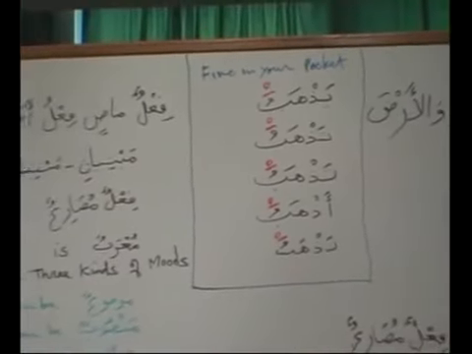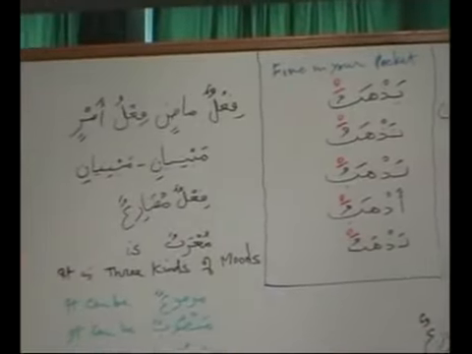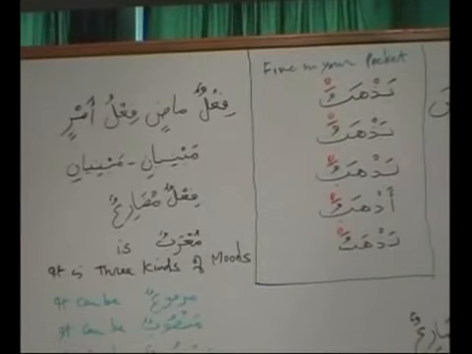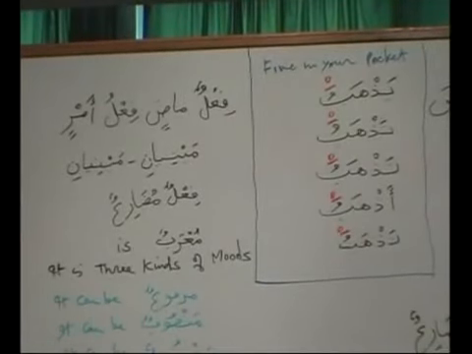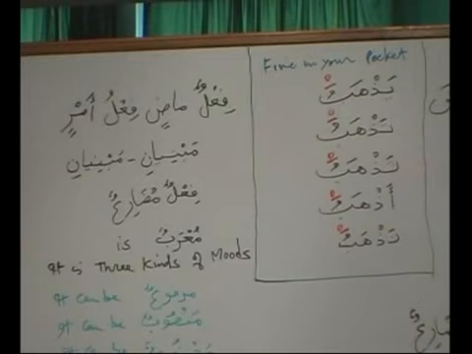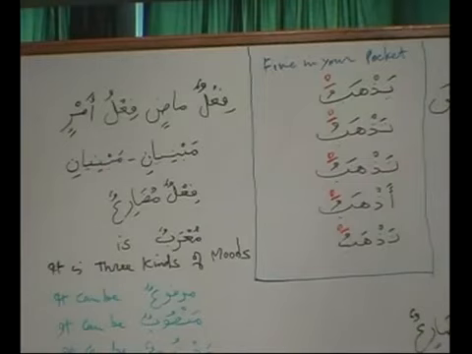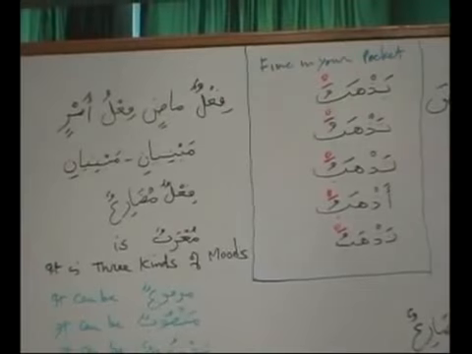So brothers and sisters, fi'l madi and fi'l amr, they are mabni. They do not change. Okay? But fi'l mudari'a has three moods. So every time fi'l mudari'a comes, we have to describe it. Is it marfu? Is it mansub? Is it majzoom? We have to describe it. Okay? And it will never, ever, ever be majroor.